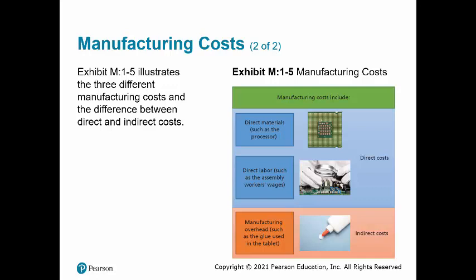However, in the last picture we see a little bit of glue. A little bit of glue might be used in manufacturing the tablet computer, but in most instances the cost of that glue, as well as the cost to trace the amount of that glue to an individual tablet computer, would not be cost effective. So a supply like glue would be included in the manufacturing overhead cost rather than being a direct materials cost.